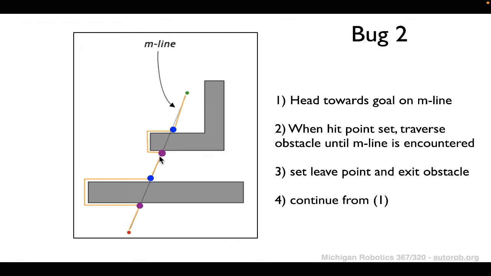So then we'll hit the obstacle here, we'll leave the hit point, begin traversing the obstacle until once again we reach the M line, and then we'll once again follow that M line until we then finally reach the goal location.